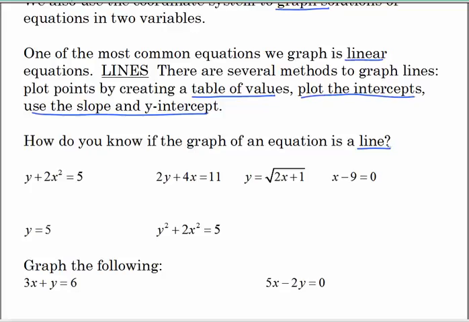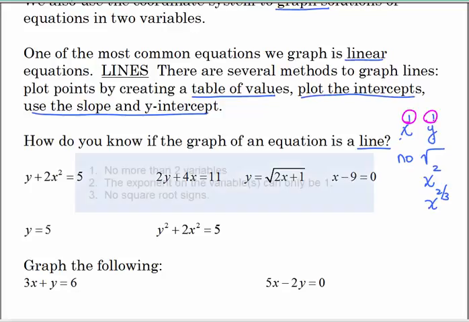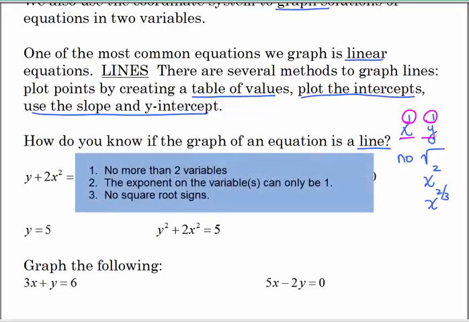Well, it's a line if you have no more than two variables. You could just have one, and those variables can only be to the first degree. You cannot have a square root, you can't have a squared, you can't have something else really up there. The exponent on the variable has to be a 1. Now again, you don't have to have both x and y, you have to have at least one of those.